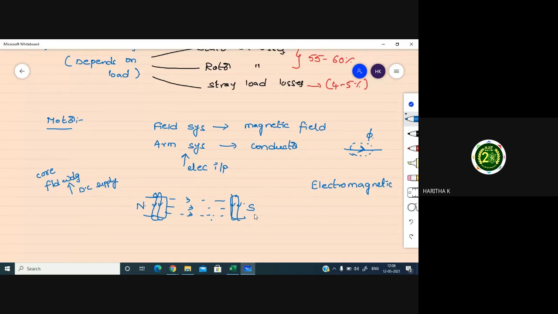Something should be there to hold the winding, right? That's why we are using the core. On the core, we will wind the winding. Then we will give the DC supply to that winding. Due to that DC supply, current will circulate in the winding, and due to that current, the flux will be produced. So this is the direction of the magnetic flux. This complete thing is a field system.